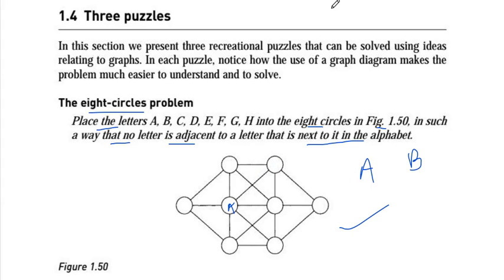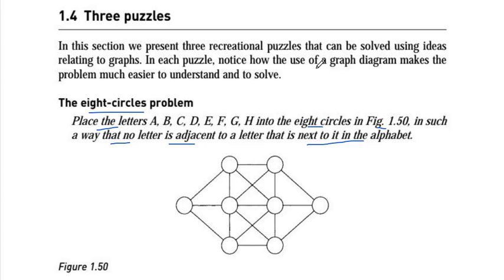B is adjacent to A, so B goes elsewhere. And C and D, here E and here F, like this. So how can we solve this using graph theory? We have to put these letters in the circles.